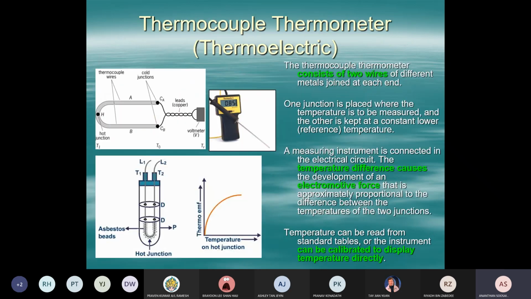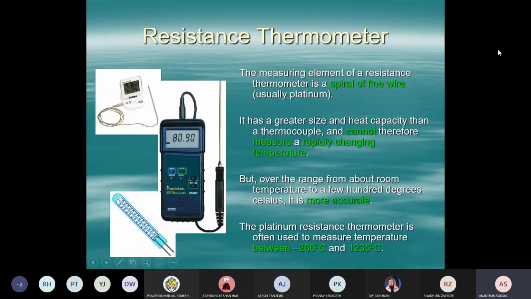Okay, so finally we go to the resistance thermometer. Its outfit is about the same as the thermocouple, but it measures resistance. The resistance of the wire will change according to the temperature of the body it touches. The measuring element of the resistance thermometer is a spiral of fine wire.